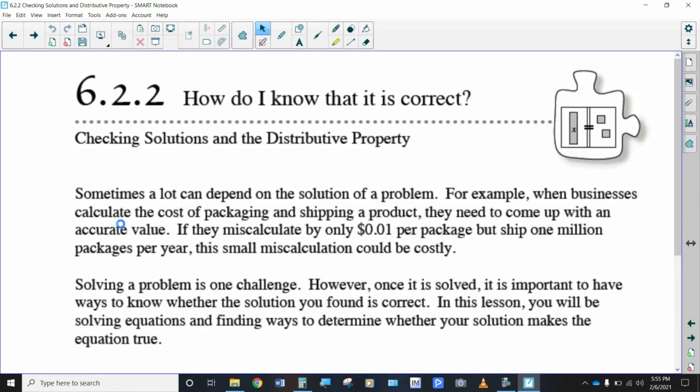For example, when businesses calculate the cost of packaging and shipping a product, they need to come up with an accurate value. If they miscalculate by only 1 cent per package, and ship 1 million packages per year, this small miscalculation could be costly. Solving a problem is one challenge. However, once it's solved, it's important to have ways to know whether the solution you found is correct. In this lesson, you will be solving equations and finding ways to determine whether your solution makes the equation true.